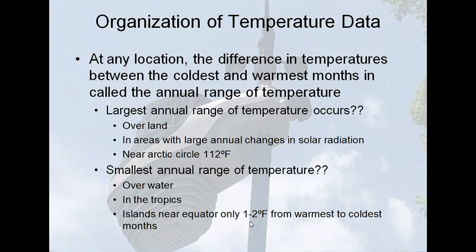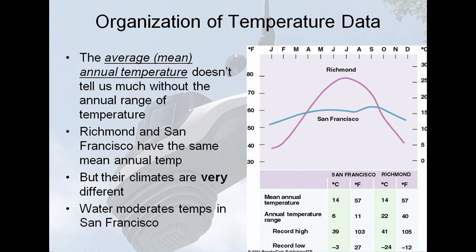Islands near the equator see 1 to 2 degrees Fahrenheit from warmest to coldest months. So there's really not that big of a temperature variance between the warmest and coldest months on the islands. A lot of your islands will stay pretty much the same temperature year round. You can get that quite a bit. All right.